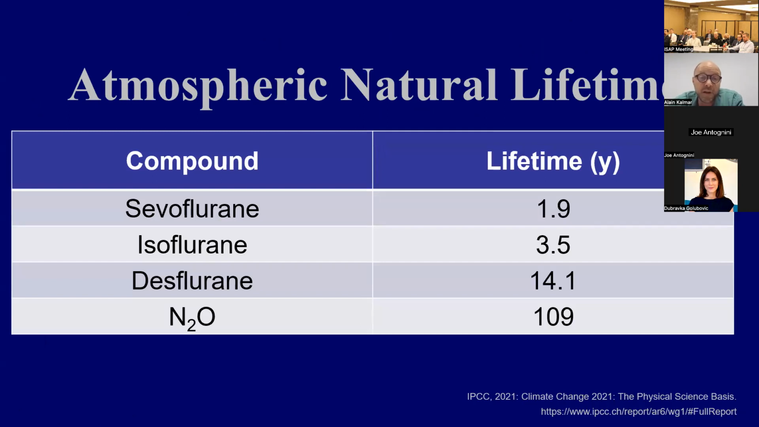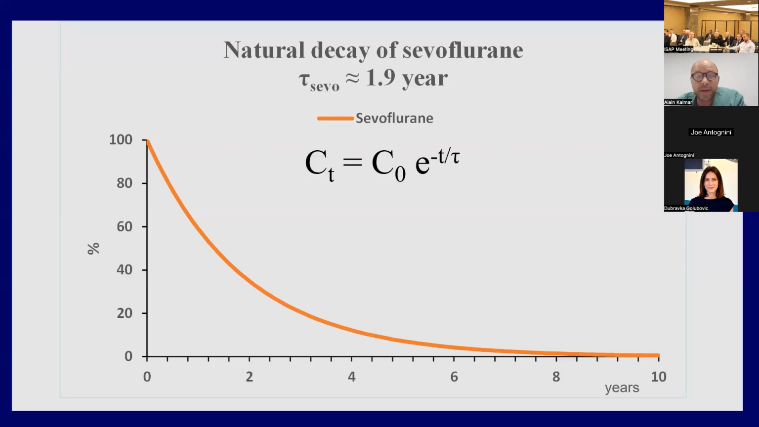And of course, the next important parameter is the atmospheric natural lifetime. A molecule that remains a long time in the atmosphere will capture much more heat than a molecule that disappears very fast. Sevoflurane has a lifetime of 1.9 years, for instance, isoflurane 3.5 years, desflurane 14 years, and nitrous oxide 109 years. So this lifetime, what does this mean?